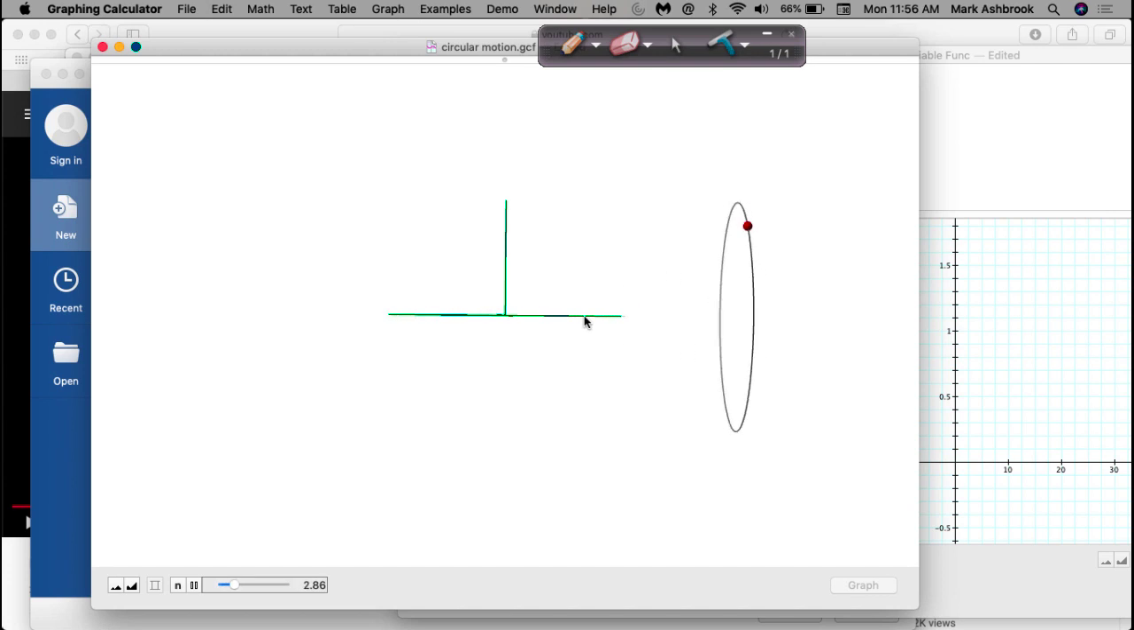I'll stop at the right moment. Oh, almost.